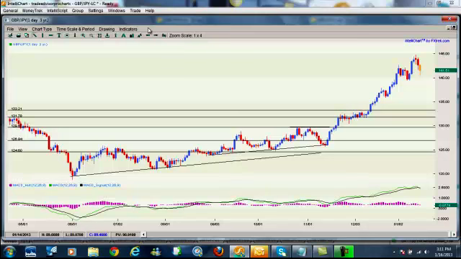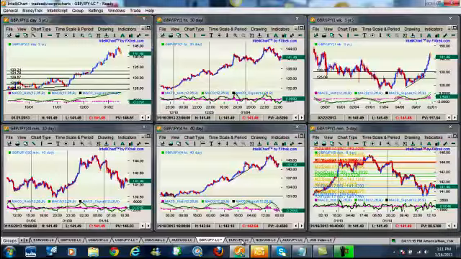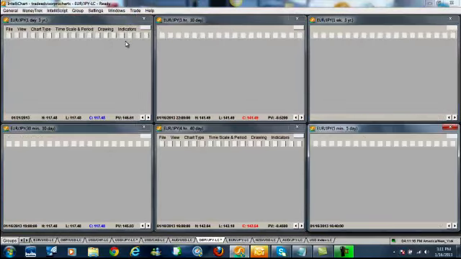Same thing here. Pound yen, price came down. Rejected again, same thing. Euro yen, let's look at that and see how that looked. Especially since the euro has really been strengthening the last few days.